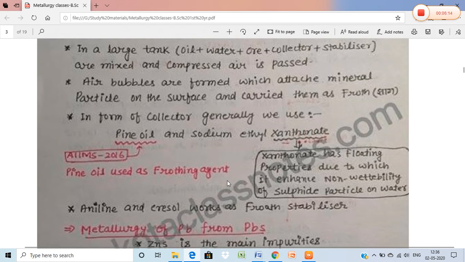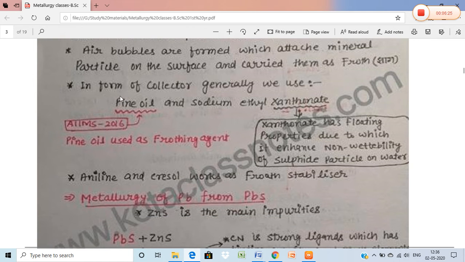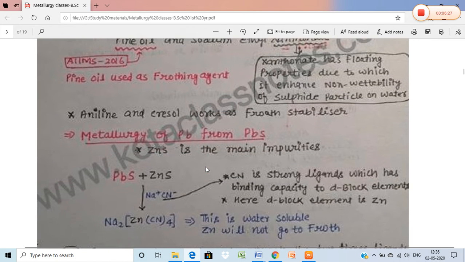Here we use pine oil and sodium methyl xanthate as the collector. This is the frothing agent. Zinc sulfide is the main impurity when we separate lead from lead sulfide. So the froth flotation process can be used for the purification of lead from lead sulfide, galena.